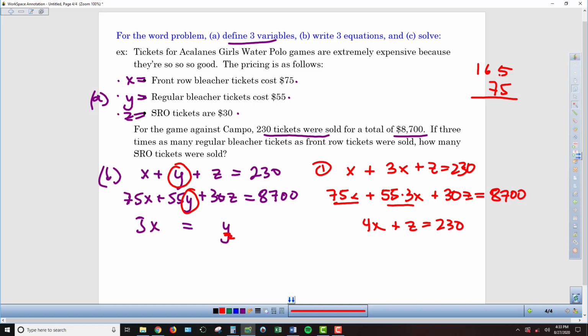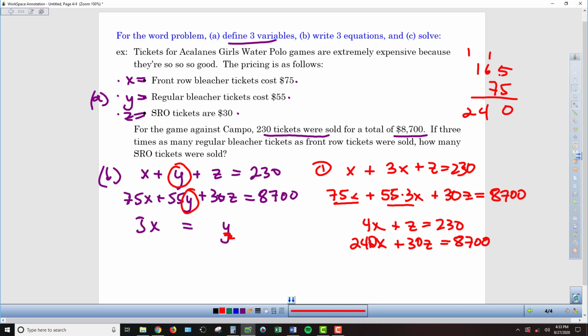If we push buttons on our calculator, or if we just add that up in our heads, we get 240. If I carry the one more time, hopefully we see we get 240. So we've got 240x plus the 30z equals 8,700. So now we've got our two equations cleaned up.